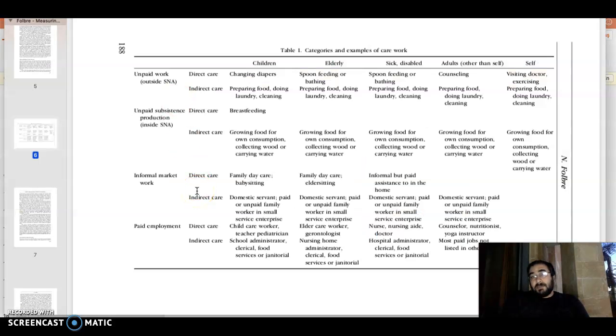This is the table where she describes it. You can open it separately and look at it. You can see changing diapers, spoon feeding of the elderly, changing diapers of children, spoon feeding of the sick or disabled are typical direct unpaid work activities. And in the informal market, direct care can be done by a childcare worker or domestics, family daycare, babysitters, elder sitters or elder care workers, nurses, or informal paid assistants.